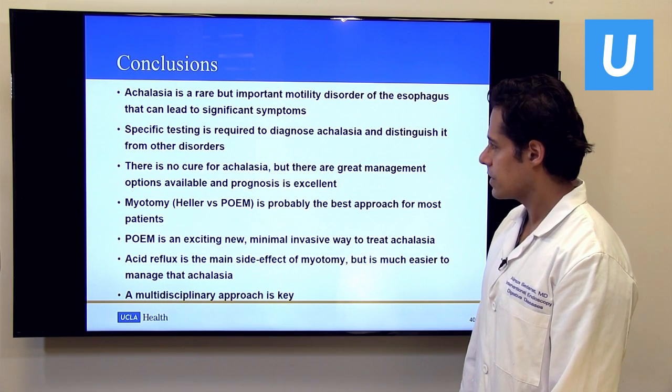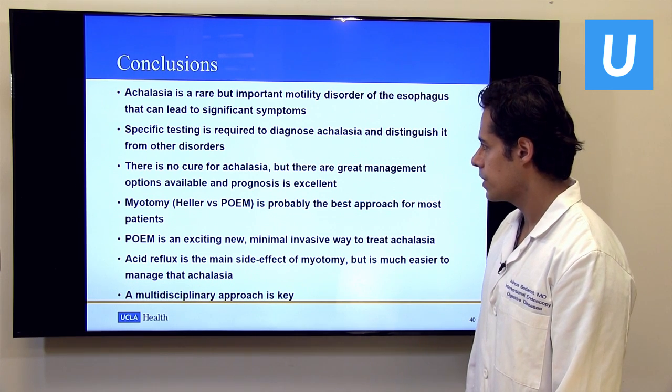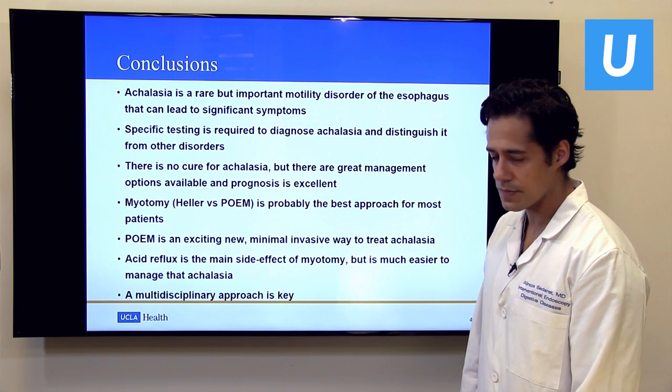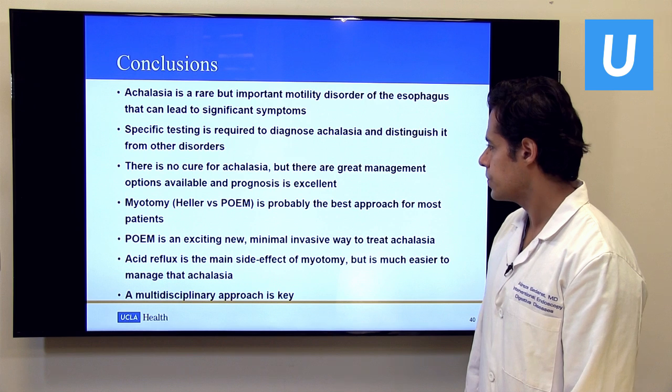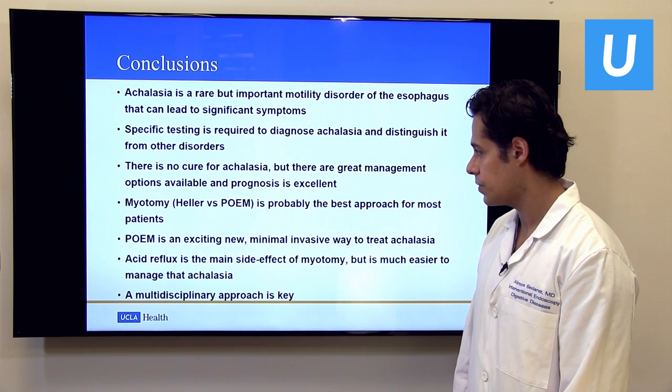So achalasia is a rare but important motility disorder of the esophagus. It can lead to significant symptoms. Specific testing is needed for us to know if you have achalasia and to type it, to see if you have type 1, 2, or 3, or another spastic disorder. There's no cure, but there's a lot of good options, and especially a new option.